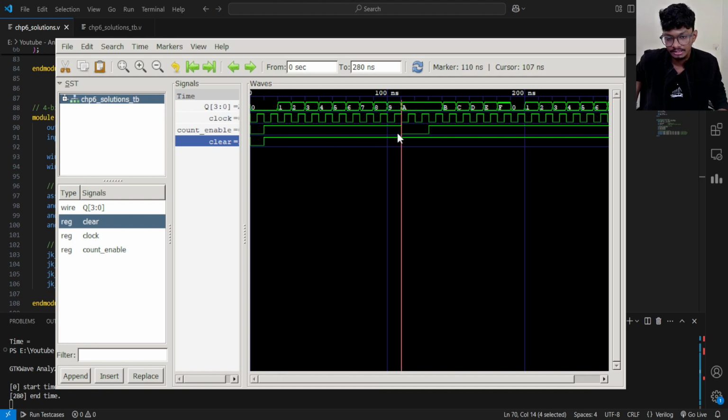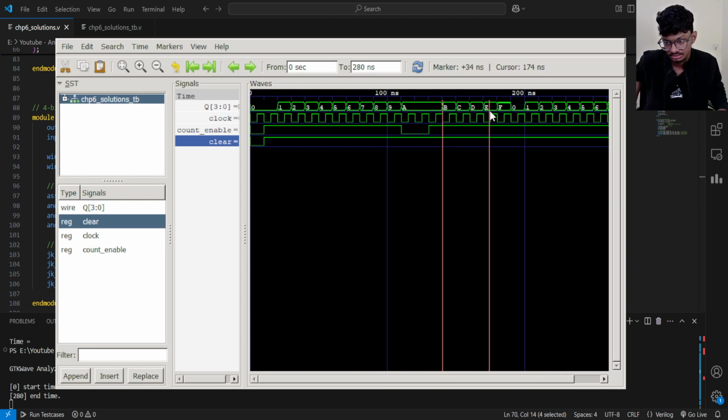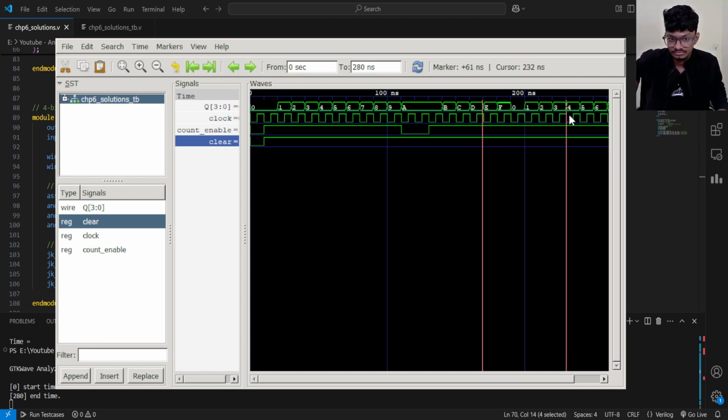Then here again, my count enable is 0. If my count enable is 0, that means I will stop my counting. I will not count. Again, my count enable has turned high here, but obviously I will wait for a low edge. This is my low edge. So once I receive a low edge, only then does my count start again. It resumes, it does not restart. So just be careful about that. Then again it goes 0, 1, 2, 3, 4.